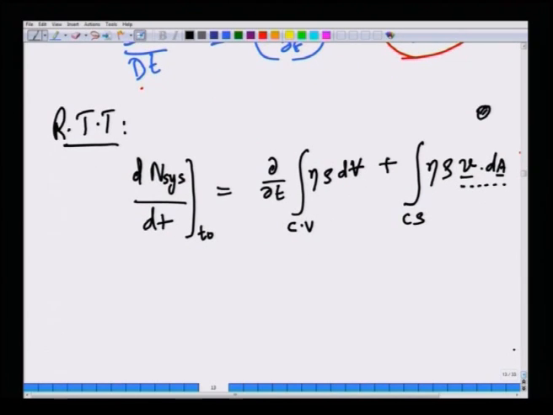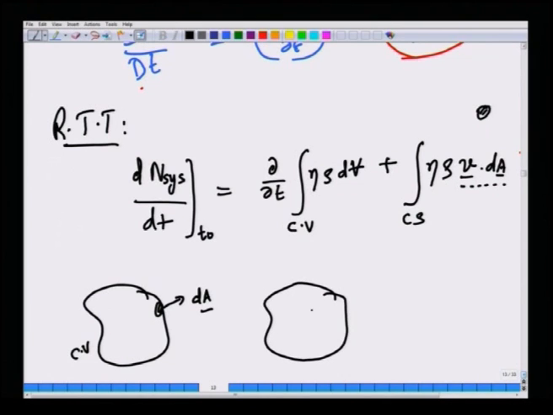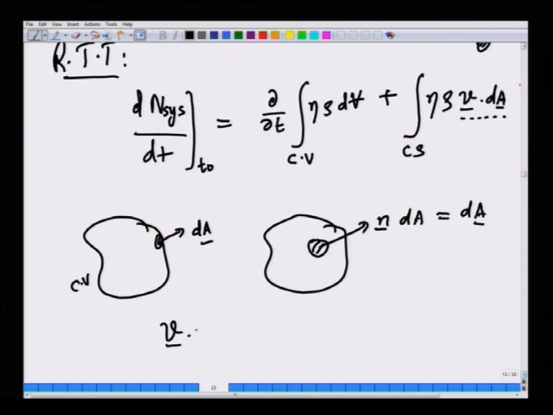The key thing we must note here is that if you have a CV and you take a patch of surface, that is what I call dA here. Now, this dA is normally written as n times dA, where n is the unit outward normal from the CV, pointing outside. So, v dot vector dA is v dot n times dA.